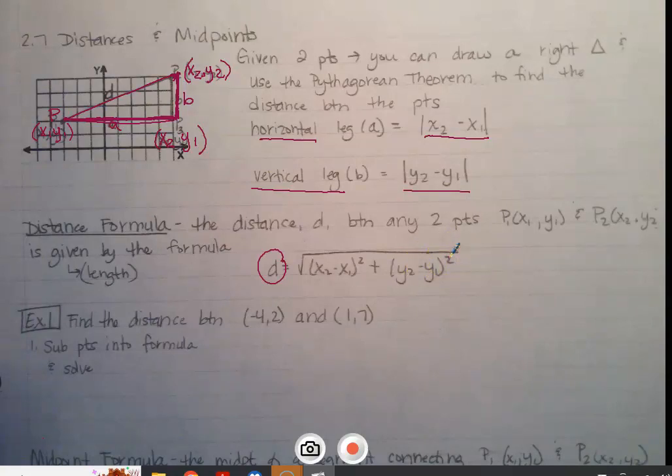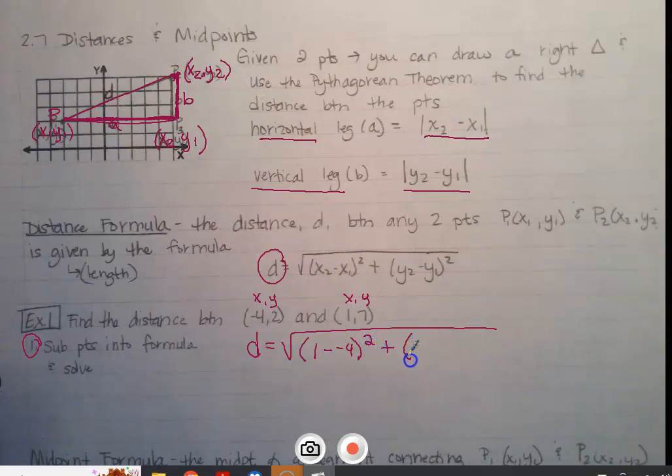So in example 1, it says find the distance between -4,2 and 1,7. And it says substitute the points into the formula and solve. That's all we're doing. So D is going to equal the square root. What are my X values? Remember it's x2 minus x1. So your X values are 1 and -4. So 1 minus -4 squared, so I need to square it, plus what are my Y values? Y values are 7. So 7 minus 2 squared.